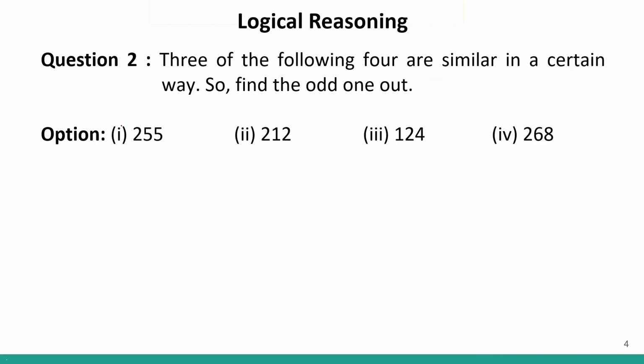Now let us move on to question number 2. We are given 4 options and we have to identify which of them is the odd one out. So 255, 212, 124 and 268. When I look at these numbers, just by looking at them, I can see this is an odd number. This one is an even number, this one is also an even number, and this one is also an even number.